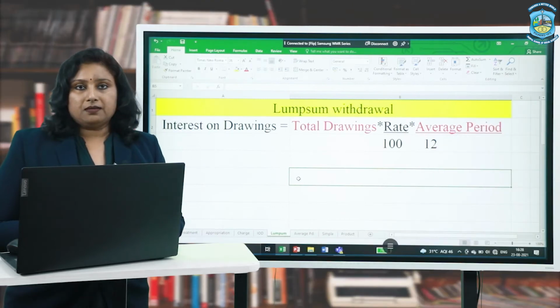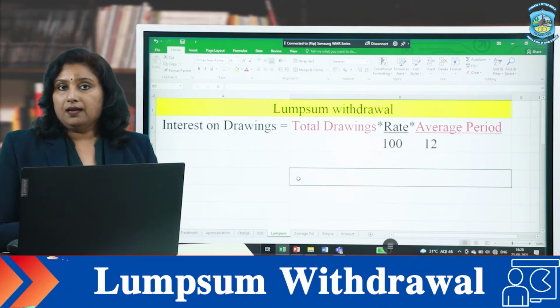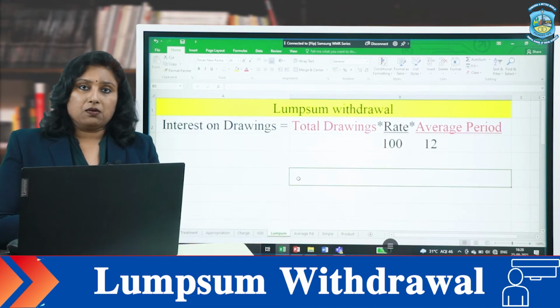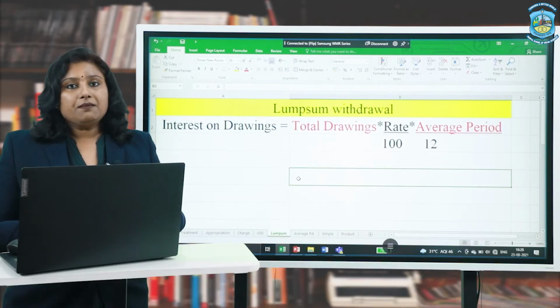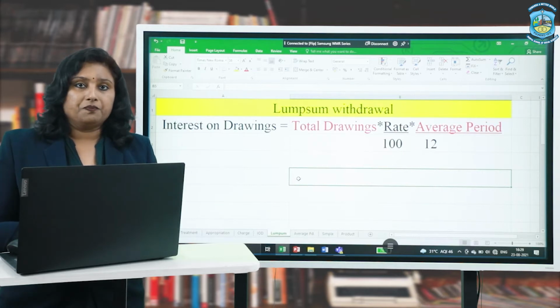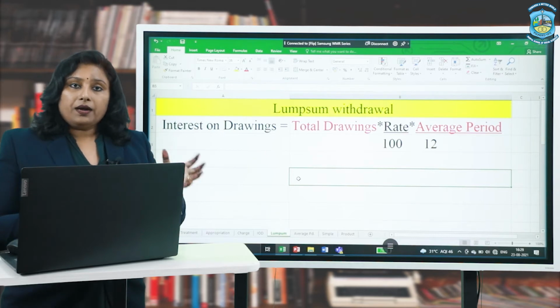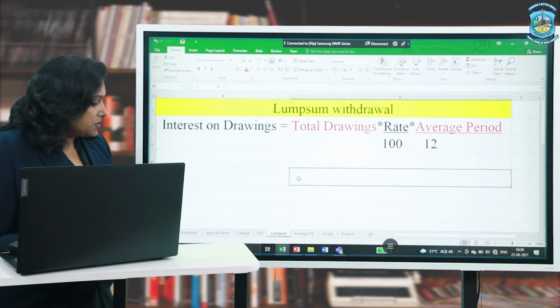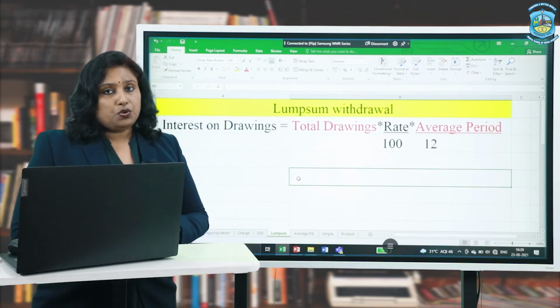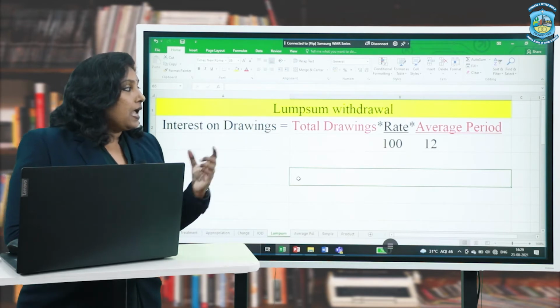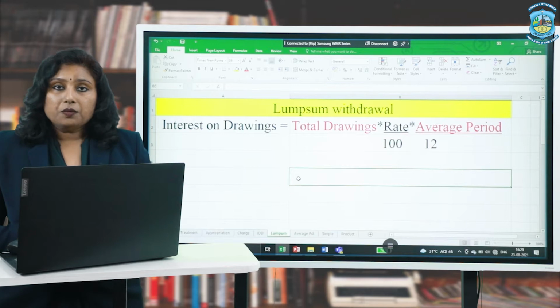Let's take the first method, that is the lump sum withdrawal done during the year. Whenever in the question it is mentioned that any of the partners has withdrawn an amount in lump sum, that is, the time or date of withdrawal is not mentioned, but the rate of interest given is per annum, in that case it becomes very important to understand this formula. The total drawings is to be evaluated, or it will be directly given to you in the question as it is a lump sum. The rate also will be provided to you as per the deed. So we simply need to apply the rate, be it 5%, so 5 upon 100. And regarding the average period, what could be the average period?